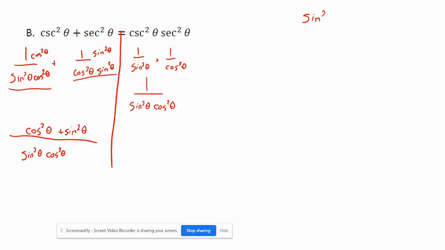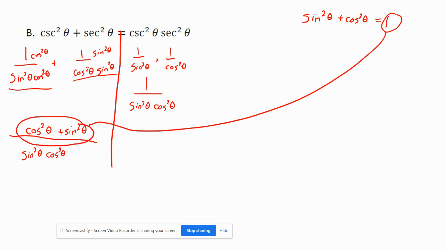Now using our Pythagorean identity, we're replacing cos squared plus sine squared with 1. The left side equals the right side, which was to be shown.